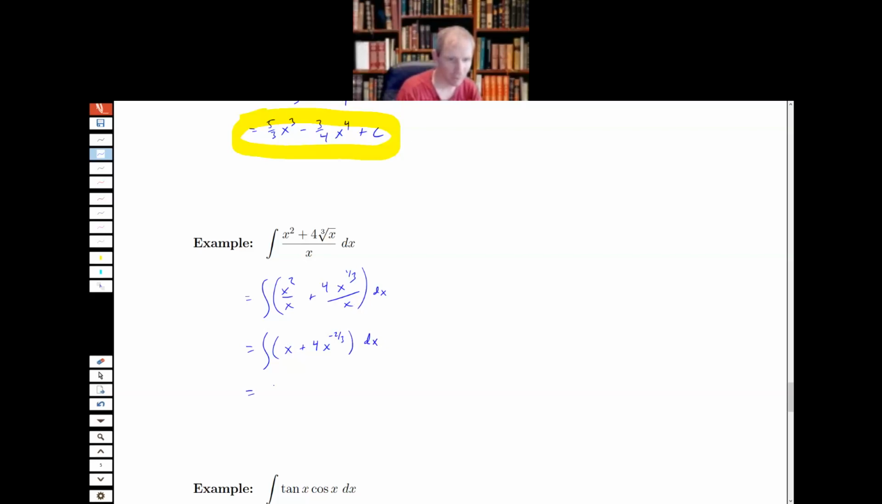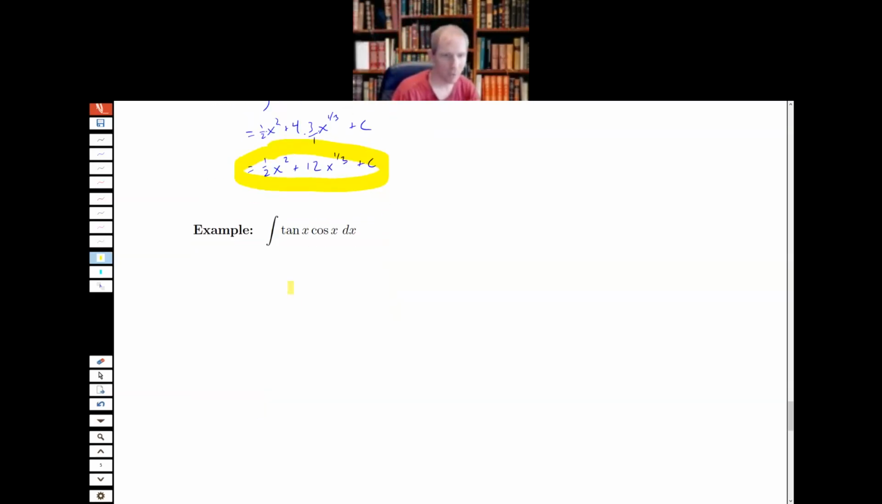And now I can use my power rule. On x, I get x squared over 2, or I can write that as a half. When I integrate x to the negative 2/3, I add 1 to the power, so I'll get 1/3, and divide by that new power, divide by 1/3. Well, I don't like to divide by 1/3. I don't like to have layers of fractions. So when my power is a fraction, instead of dividing by it, I always just write multiply by its reciprocal. It's just a habit that I do to keep things from getting more complicated than they have to. Okay, so I have 1/2 x squared plus 12x to the 1/3 power plus c.